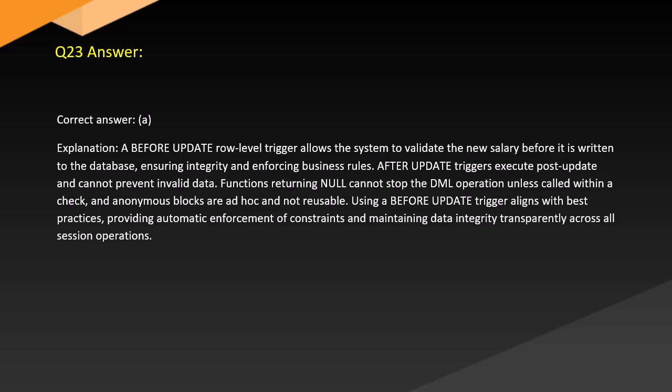Functions returning null cannot stop the DML operation unless called within a check, and anonymous blocks are ad hoc and not reusable. Using a before update trigger aligns with best practices, providing automatic enforcement of constraints and maintaining data integrity transparently across all session operations.